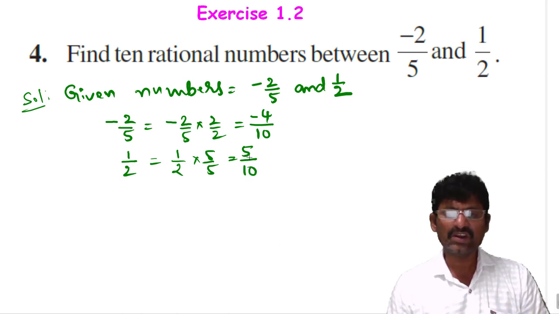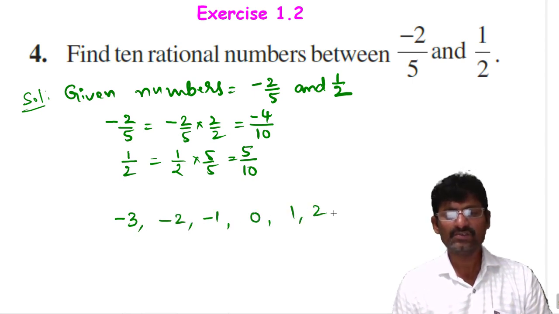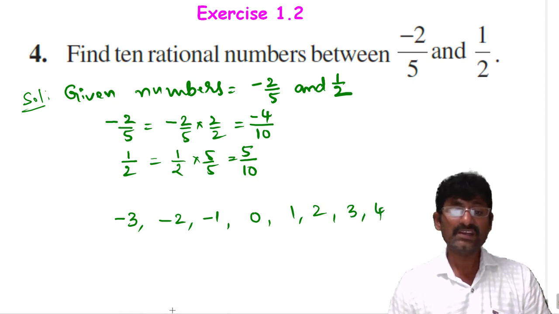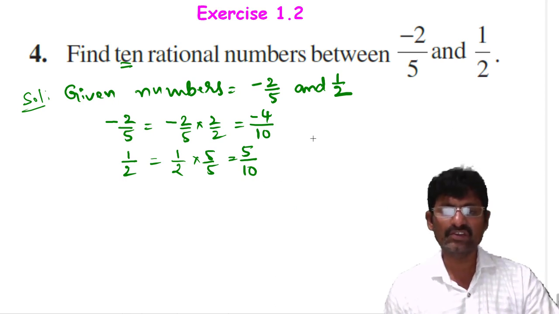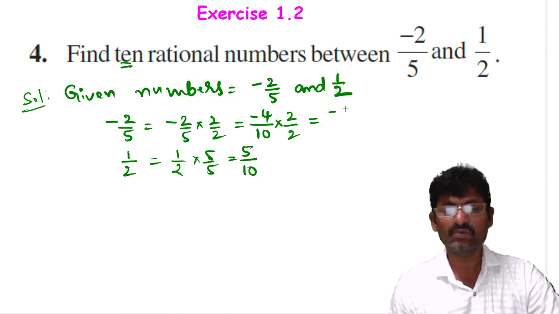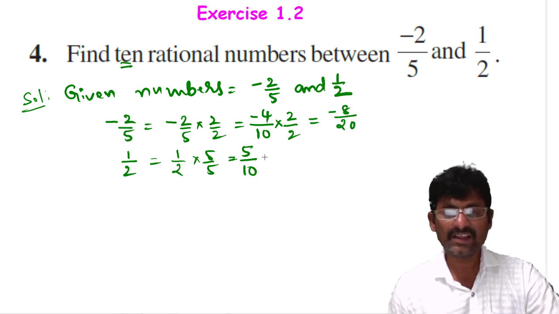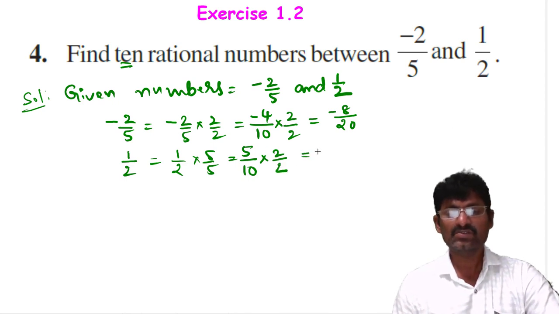Now between negative 4 and 5, what are the numbers we have? Negative 3, negative 2, negative 1, 0, 1, 2, 3, 4. We need 10 rational numbers. Let us check how many we have: 1, 2, 3, 4, 5, 6, 7, 8 only. So let us multiply negative 4 by 10 with 2 by 2, so that it becomes negative 8 by 20. And here also 5 by 10, let us multiply both numerator and denominator with 2, so this will be equal to 10 by 20.